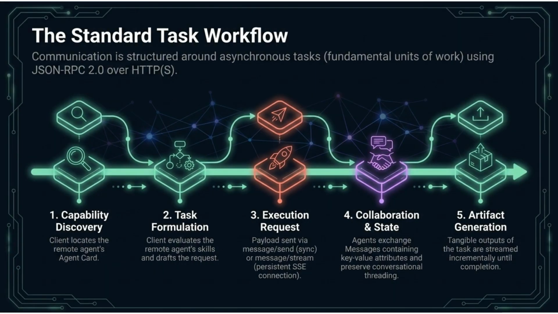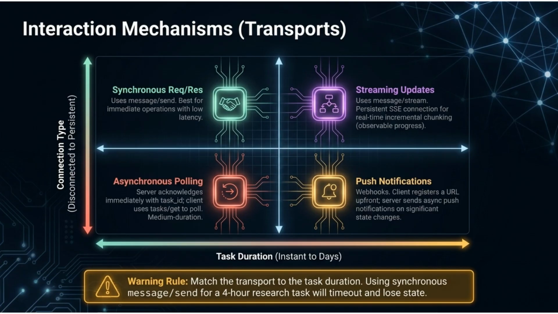The standard task workflow is structured around asynchronous tasks using JSON-RPC 2.0 over HTTPS. It involves 5 steps: capability discovery, task formulation, execution request, collaboration and state, and artifact generation. Interaction mechanisms, or transports, are matched to the task duration. Options include synchronous request/response for low latency, streaming updates for real-time incremental chunking, asynchronous polling for medium-duration tasks, and push notifications for significant state changes.